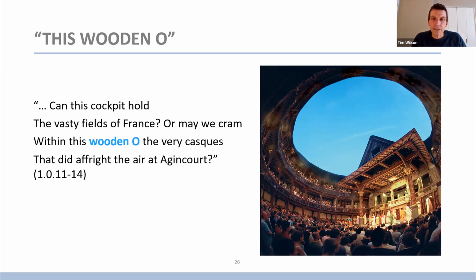I'll also point out this notion of the wooden O, and we have a picture here of the restored Globe Theater from the yard, and when looking up, you can see this wooden O. It's because it's made in this circular pattern, and it's open to the sky. It does have this feeling of being a wooden O, and a reminder of the line, "Can this cockpit hold the vasty fields of France? Or may we cram within this wooden O the very casques that did affright the air at Agincourt?"